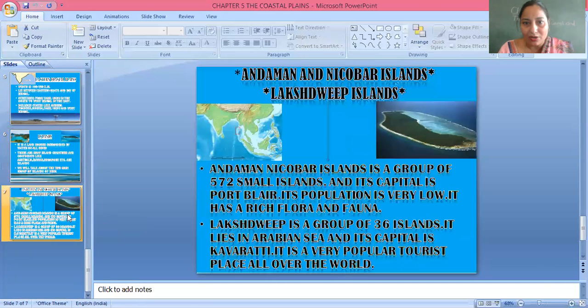Here we will talk about two main islands. Which ones are they? See, the Andaman and Nicobar Islands and the Lakshadweep Islands. The Andaman and Nicobar Islands are a group of 572 small islands. Its capital is Port Blair. Its population is very low.